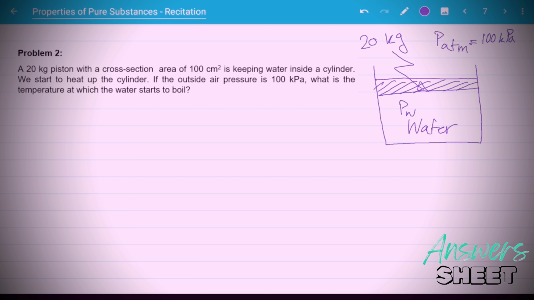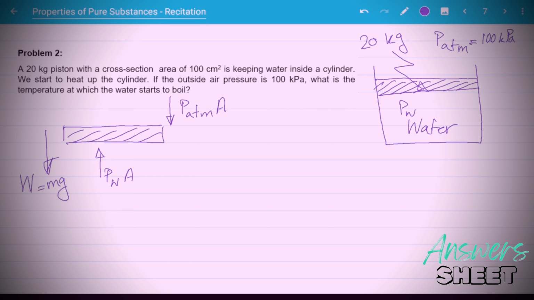Now, if I draw the free body diagram of that piston, this is my piston. The forces acting on it are the pressure of the water times the cross-section area of the piston acting upward, the pressure of atmosphere times the cross-section area of the piston acting downward, and the weight of the piston also acting downward, right? So we are heating this system up gradually, so we are looking at a constant pressure process.